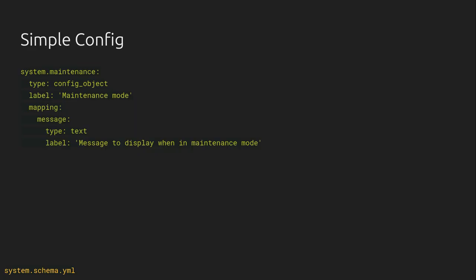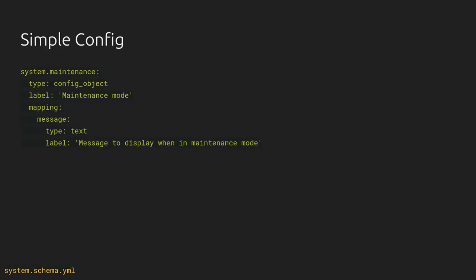So if we're looking at a simple config, let's say, for example, system maintenance, we have a type here, which is a config object, and a config object actually extends mapping and a bit of other things, but that's the main thing it does. It has a label, and then it has a message what to display when a site is in maintenance mode. And this is about as simple as a config can be. And this is actually also a type. So that means that another config can extend this config or use this as part of it, because the message is also a type text.